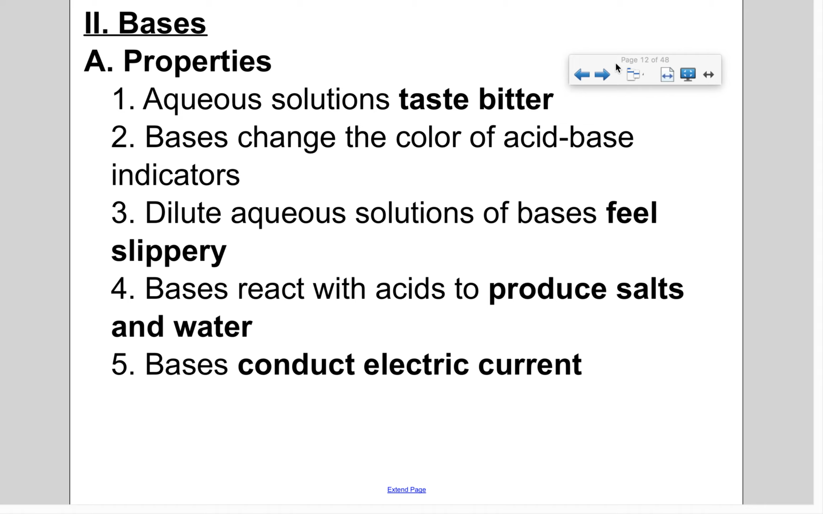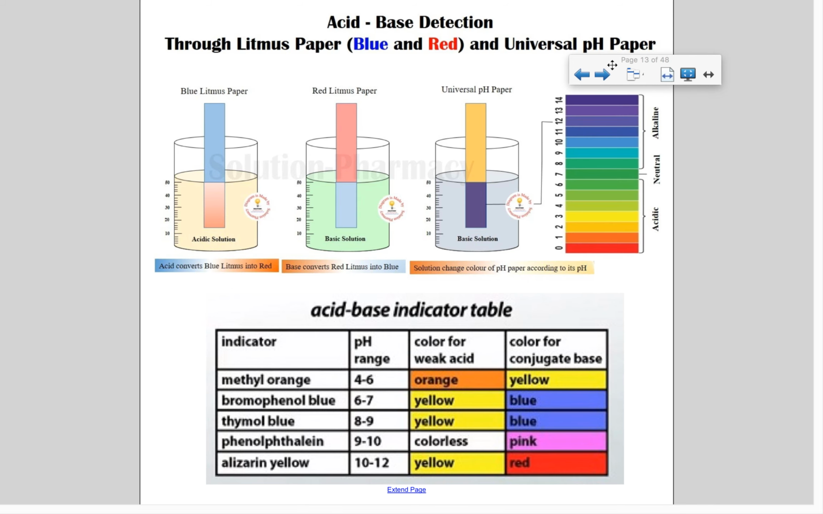Dilute aqueous solutions of bases feel slippery. A lot of times bases are cleaning agents. Bases react with acids to produce salts and water in a neutralization reaction, and bases can also conduct electric currents. So just to recap, bases tend to be blue with litmus paper.